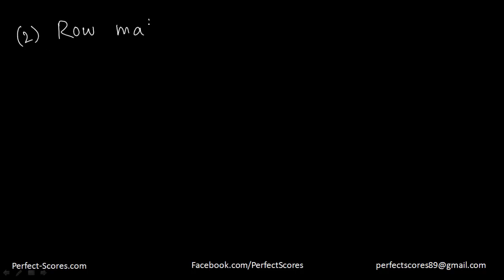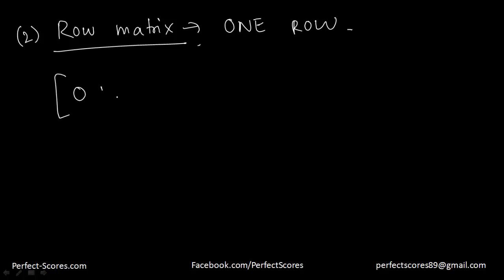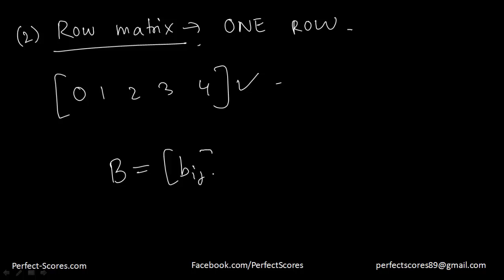So what's a row matrix? Just like the column matrix, which has only one column, a row matrix is going to have only a single row, that is, only one row. So this is how a row matrix looks. It only has one row. That means for a row matrix, the order of this matrix is going to be 1 into n, where m is actually equal to 1.